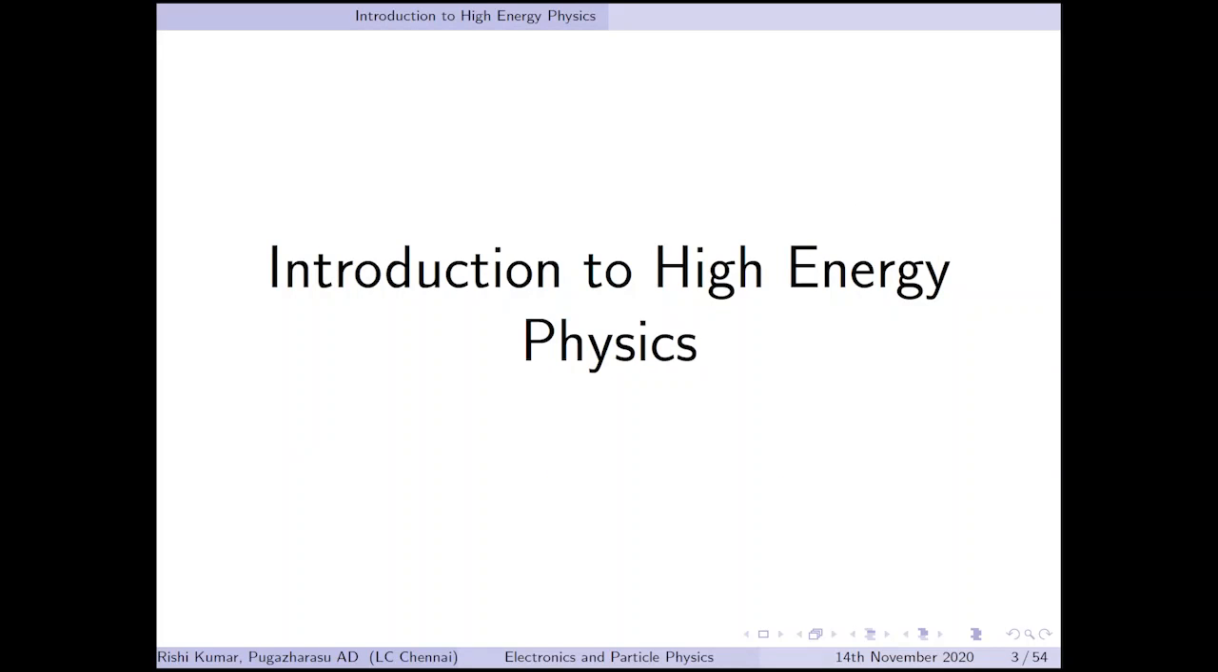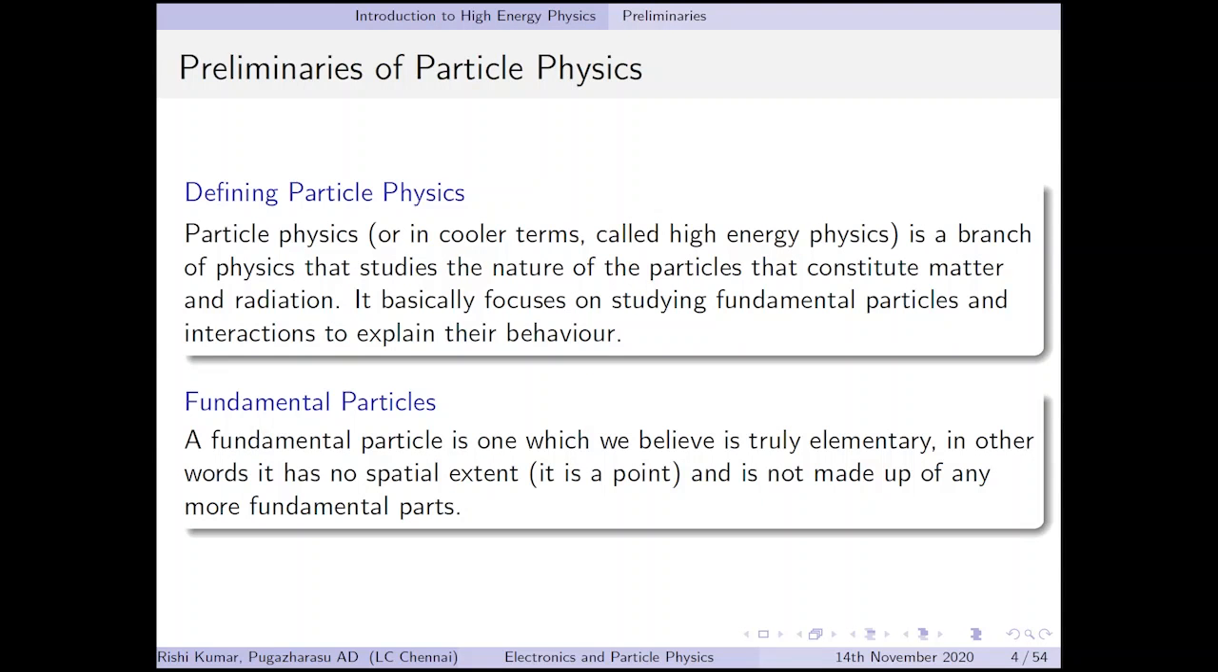So, I'd like to start off with a very brief introduction to high energy physics. Defining particle physics, or in cooler terms, high energy physics, they're both one and all the same, is a branch of physics that studies the nature of the particles that constitute matter and radiation in our universe. So, in more layman terms, it basically focuses on studying fundamental particles and interactions to explain their behavior.